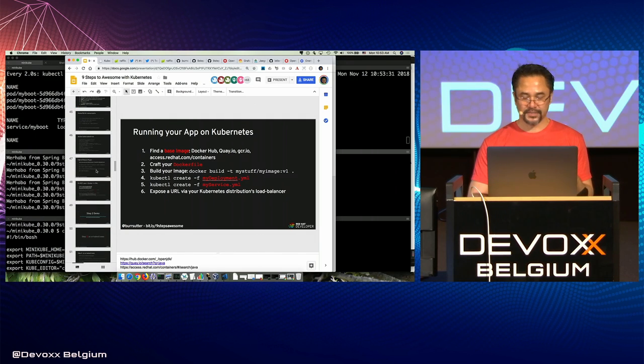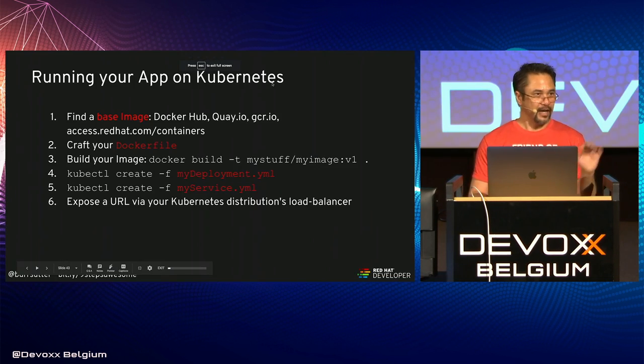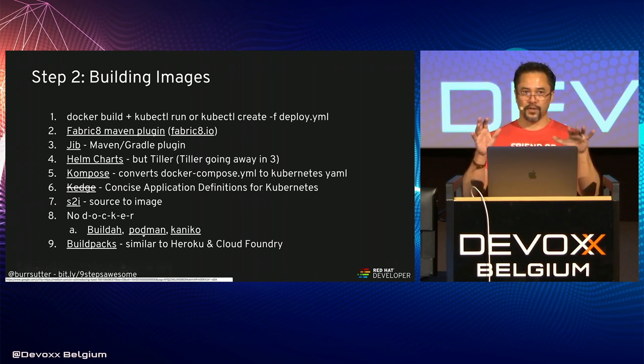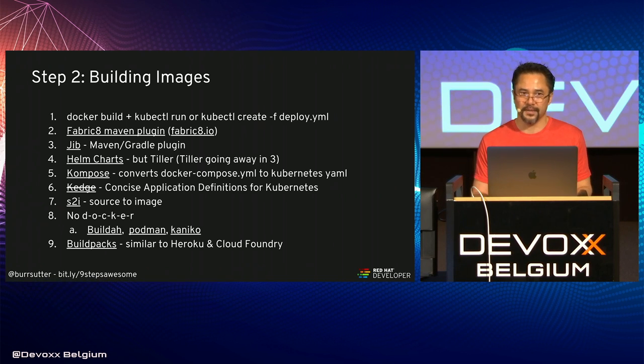Building your images can come in a lot of different ways. I use Docker build primarily as a way to build an image, but you can use something like Fabricate or Jib. There's an example of Fabricate and Jib in the GitHub repo. I don't have an example of Helm charts, though that's a very popular option as well. I'm still working on some examples of Buildah and Podman, but those only run on Linux distributions from Red Hat right now. I'm trying to get them to port it to Windows and Mac, because that tends to be where a developer lives, on a Mac or a Windows machine.